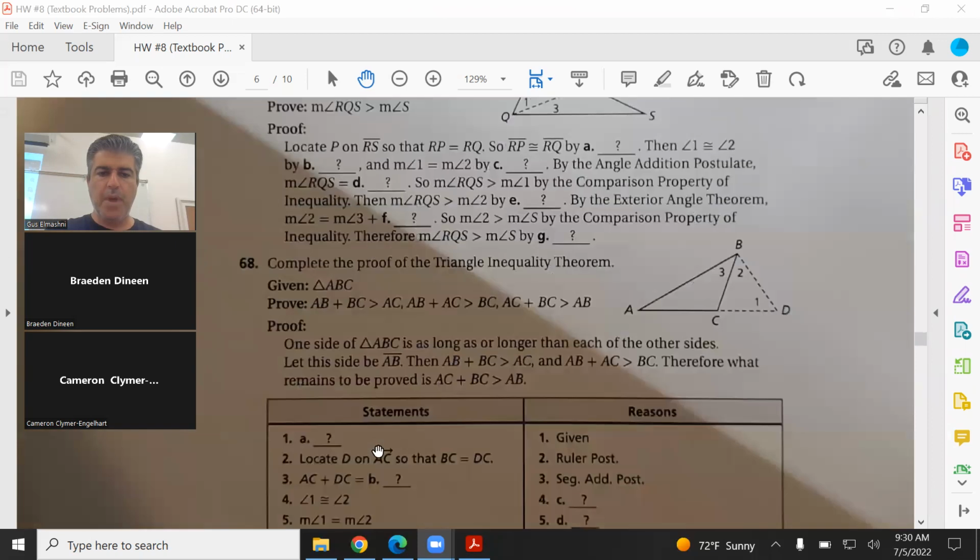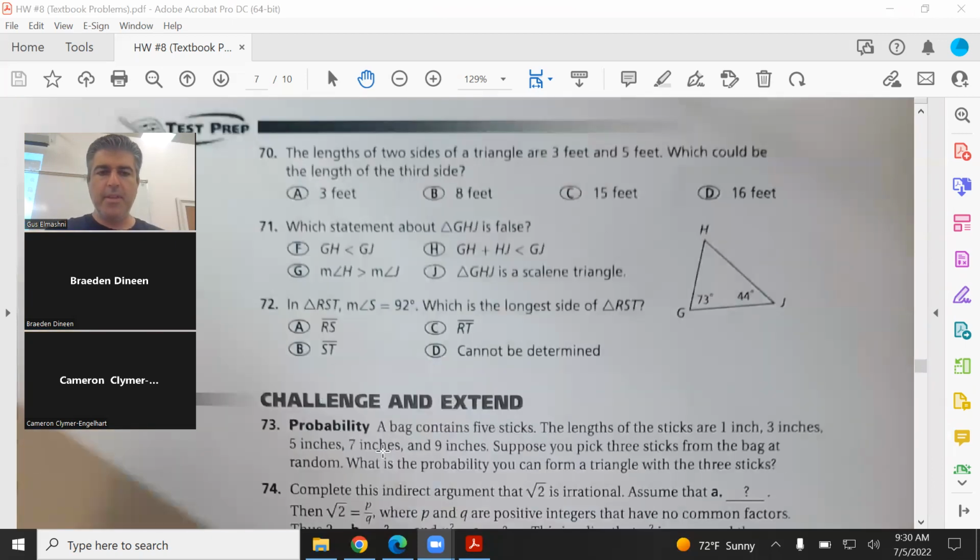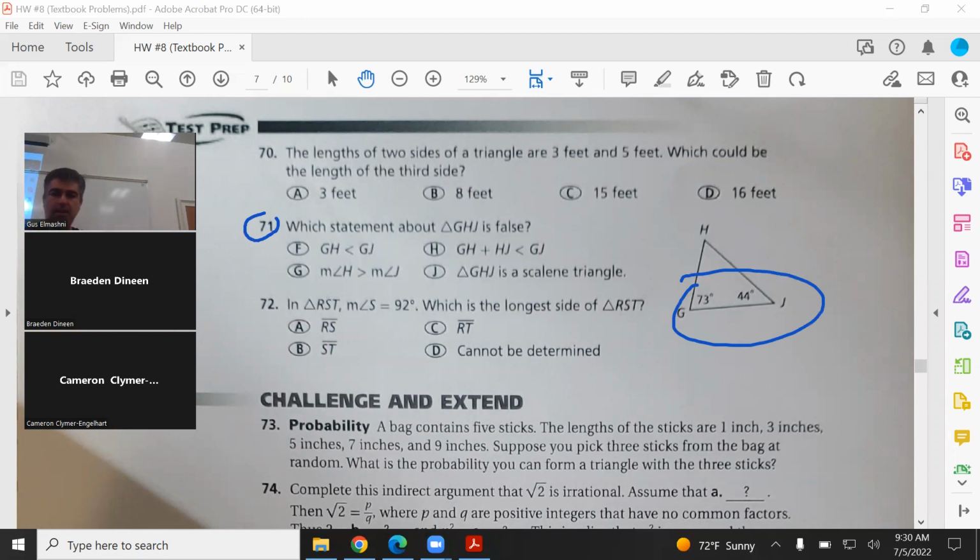Let's jump to a multiple choice problem. That's more like a test style problem. Okay. So how many degrees is reserved for angle H? Angles G and J add up to what? What's 73 plus 44? Go ahead, Nan. 117, good. So how much got left over for angle H? Yes, 63 degrees, thank you.